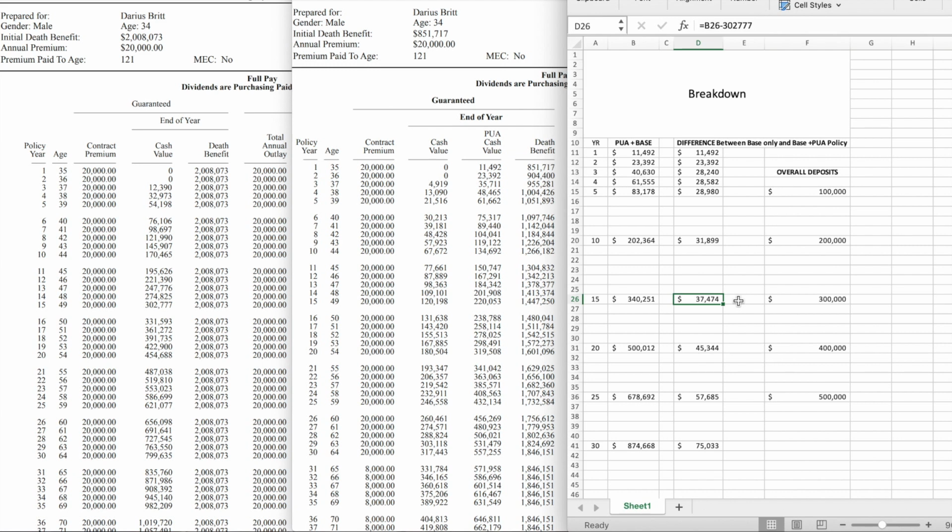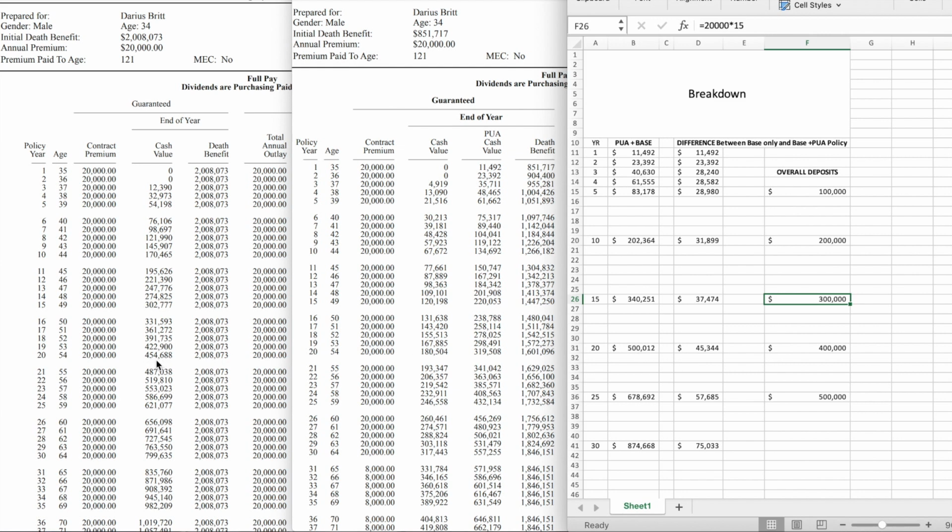I'm realizing that you all are probably getting the gist of this breakdown, but again, nonetheless, we're going to go 30 years out so that you can see the difference. And you'll see at this point, Darius has contributed $300,000 into this policy. We're well over the break-even part here in year 15 for the base and PUA policy. However, we have just broken even, 15 years in, and we have just broken even in this traditional whole life policy. Now year 20 goes by.